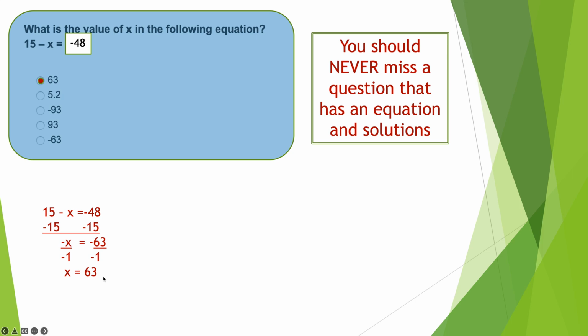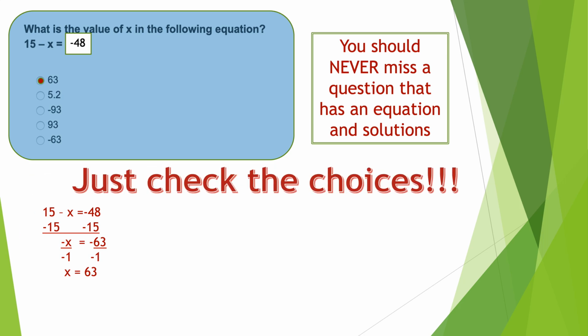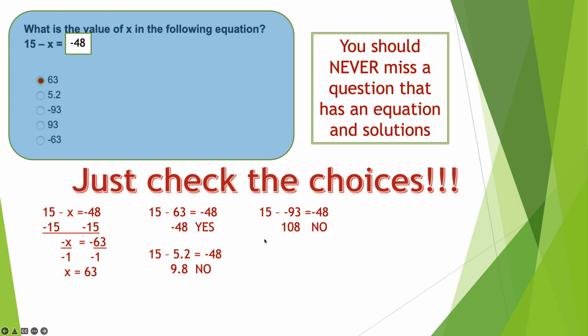But let's say that you weren't so sure of your answer. Let's say you were afraid of that negative sign there, that deadly poisonous bite. Well, you could just check your answers. Check all the choices. 15 minus 63 is negative 48. Negative 48, yes. 15 minus 5.2, well, that's 9.8. No. 15 minus negative 93, that's 108. I don't think so. 15 minus 93, no, that's negative 78. And 15 minus a negative 63, that's 78. So you can just check your answers.